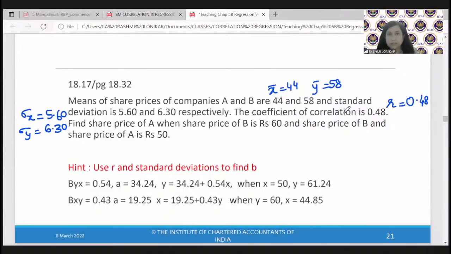To find the two regression lines, will I be using y is equal to a plus bx? So I have that option. Second option I have is y minus y bar is equal to byx into x minus x bar. Third option is y minus y bar is equal to r into sigma y upon sigma x. So the formula for byx, if I can use that formula, I can find the answer.